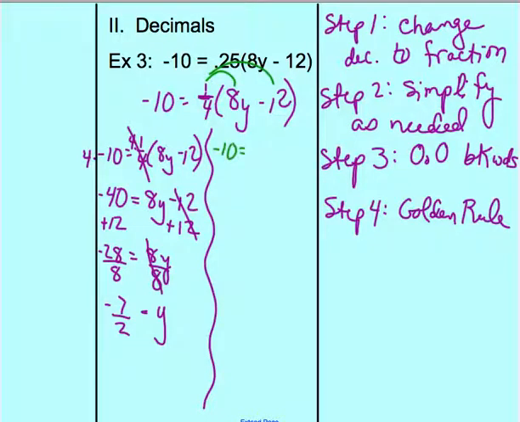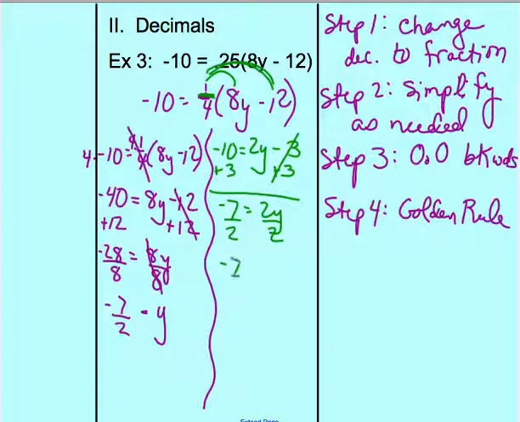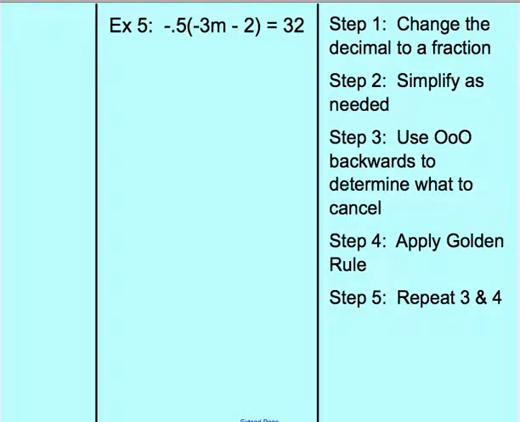So simplifying, following step 2, simplifying. 8 divided by 4 is 2, and -12 divided by 4 is -3. And then, order of operations backwards, and following the golden rule, I will cancel my -3, and divide both sides by 2. So we got the same answer, so that checks out. You can choose which method you prefer. We'll run through one more quickly, and then we'll have our you try.